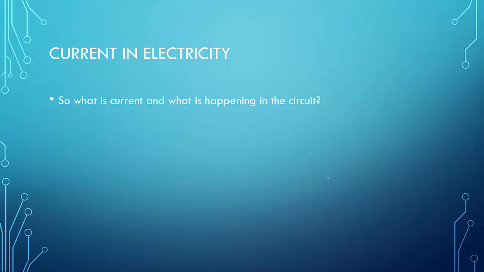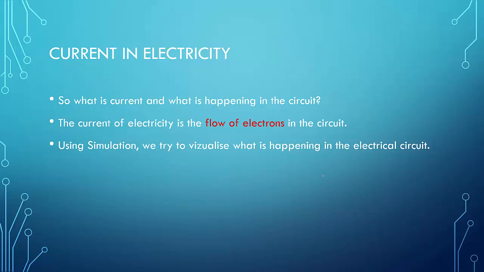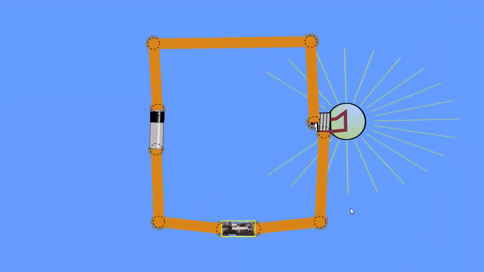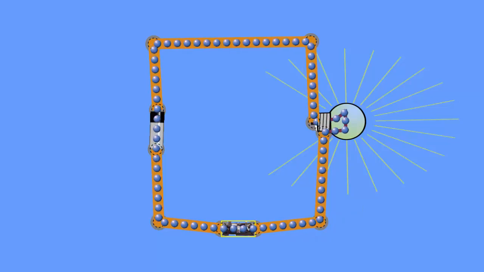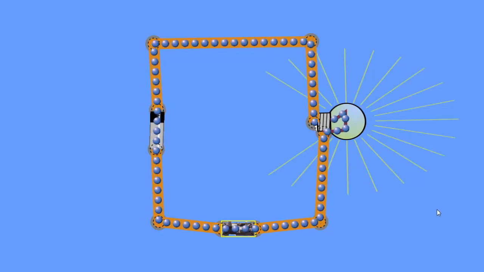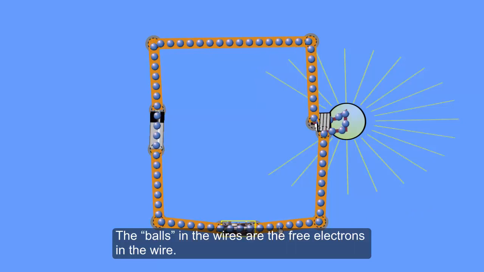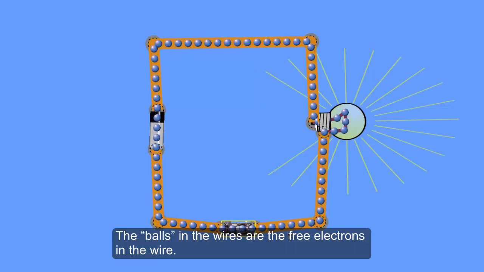So what is current and what is actually happening in the circuit? The current of electricity is actually a flow of electrons in the circuit. And using a simulation, we try to visualize what is happening in the electrical circuit. So this is the electrical circuit that we just saw. Okay, what is actually happening is that there's actually a flow of electrons within the circuit. The balls in the wire are actually free electrons in the wire.